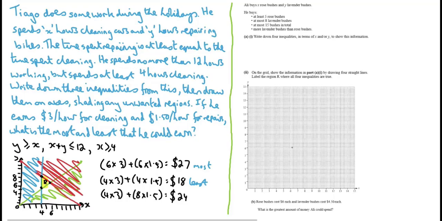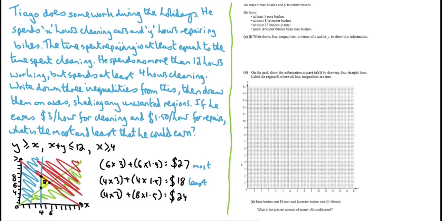You may again wish to shade in the unwanted regions, but it's not explicitly telling you to this time. And then finally, given that rose bushes cost $8 each and lavender bushes cost $4.50 each, what's the greatest amount of money that Ali could spend? So, pause the video, have a go for yourself, and then press play again when you're ready to compare.